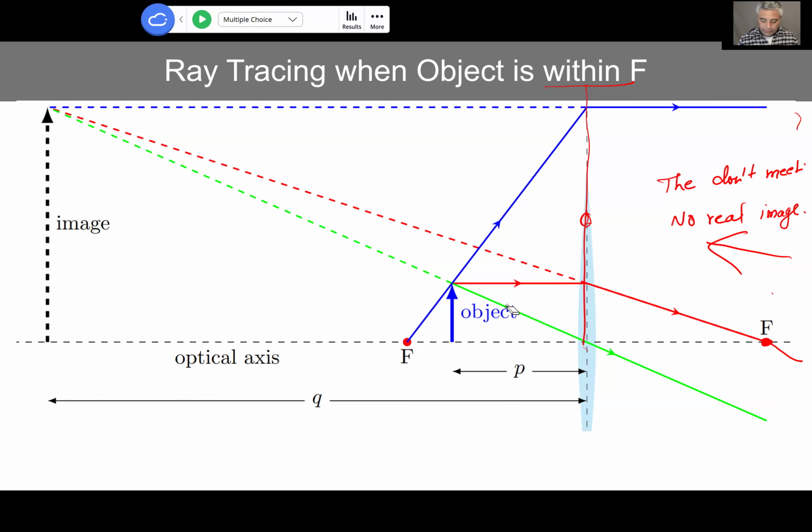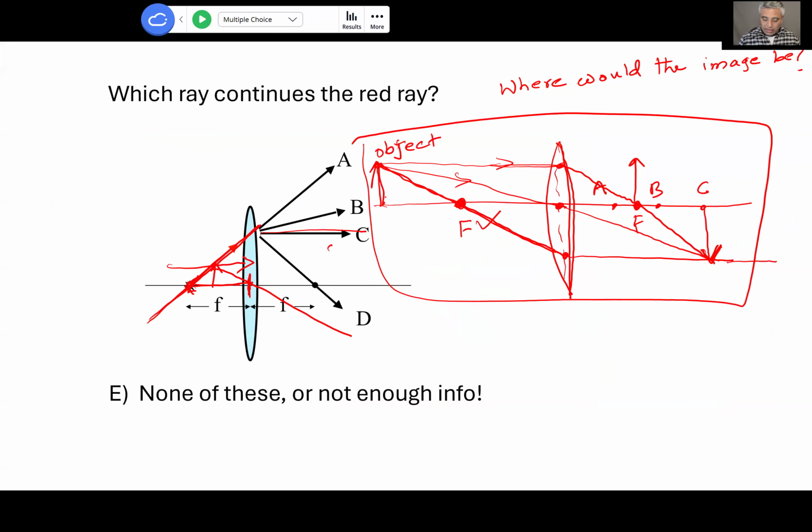Notice before when we were drawing this, the object was pointing up and the image was pointing down. So this is an inverted image where all the rays of light were meeting at that point. So that's why this is real, and real images are inverted.